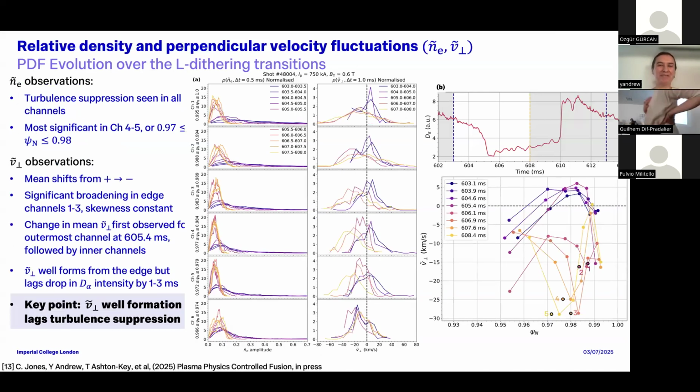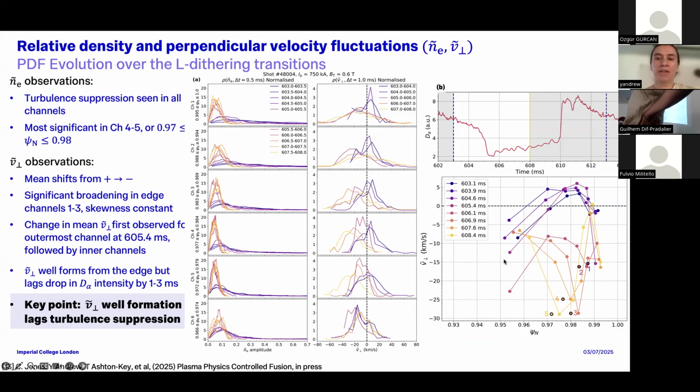Okay, sorry, it was stuck for a minute. And so what I've plotted here are PDFs of the perpendicular velocity, and here are the radial profiles of the perpendicular velocity. So again, we're going from channel 1 through to channel 6, where channel 1 is here, close to the scrape-off layer and the separatrix, and channel 6 is in the core.